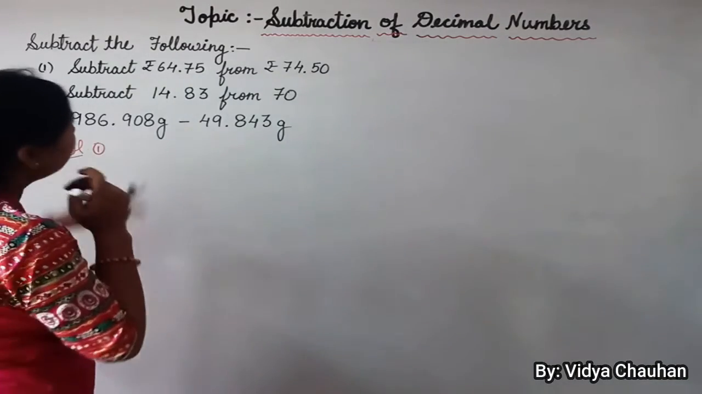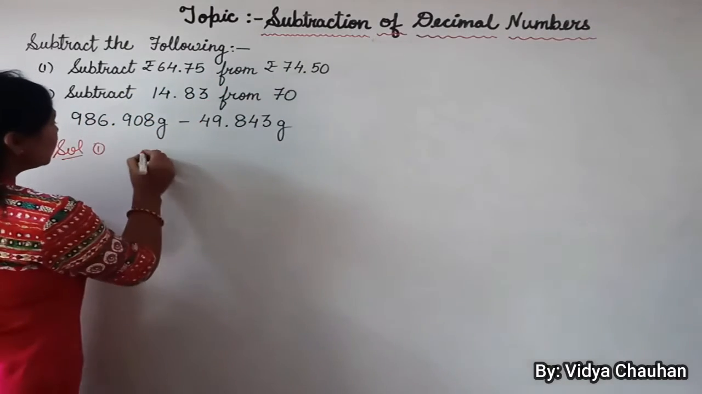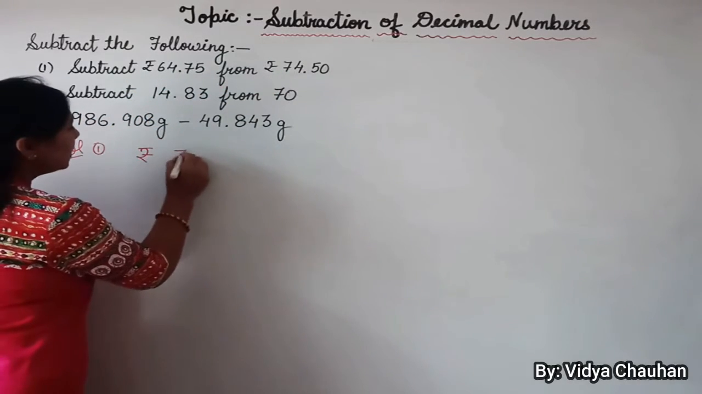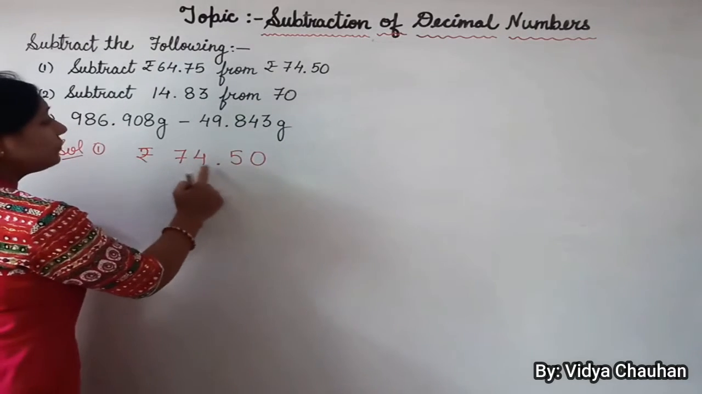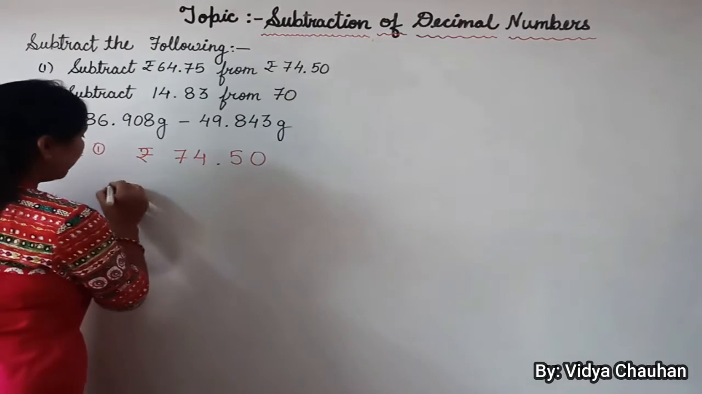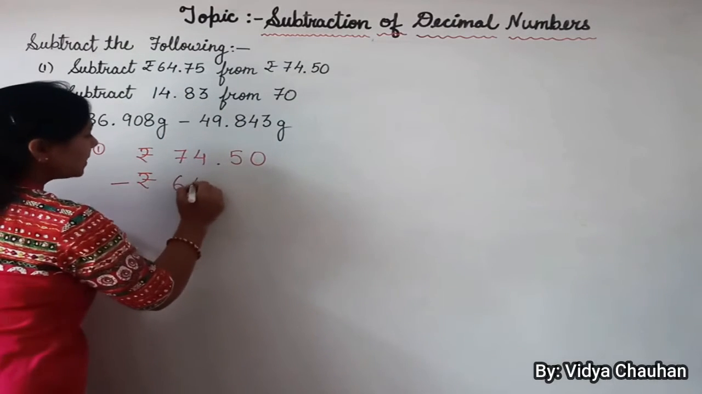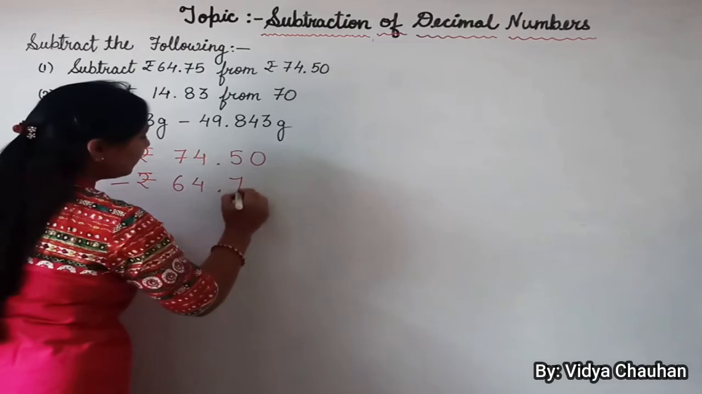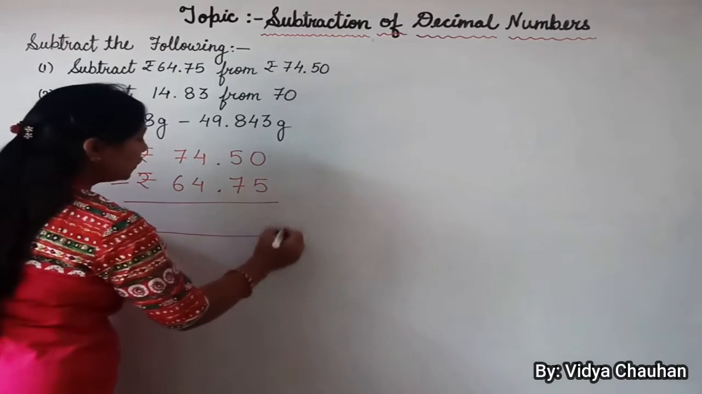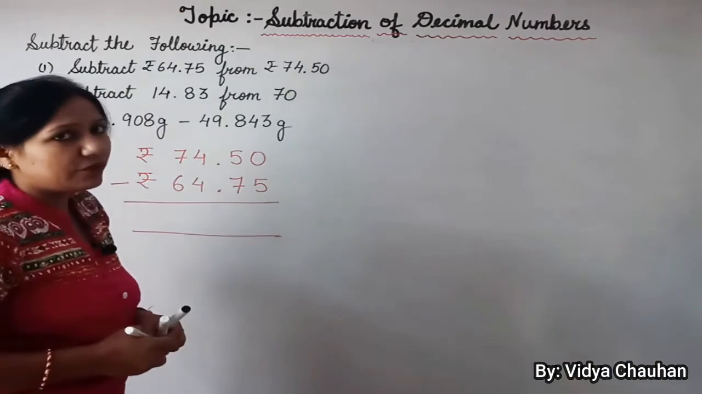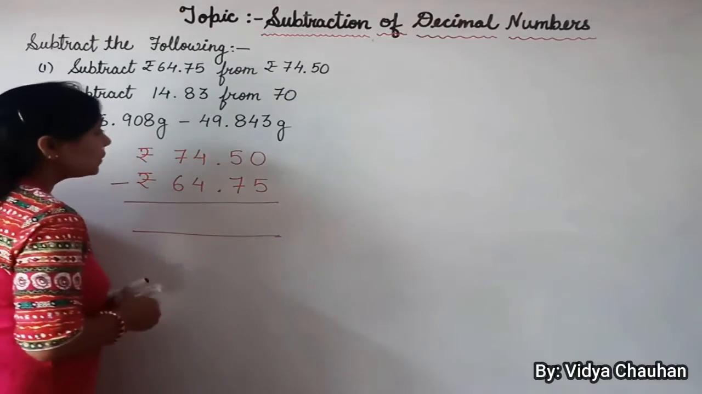The first part, in which you have to subtract 64.75 rupees from rupees 74.50. So first I am writing rupees 74.50 minus, the second value which you have to subtract, rupees 64.75. So now the values which were given in the horizontal format we have written in the vertical column. Now let's start subtracting the values.